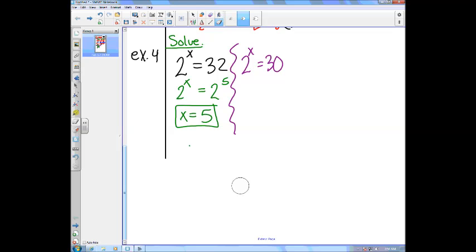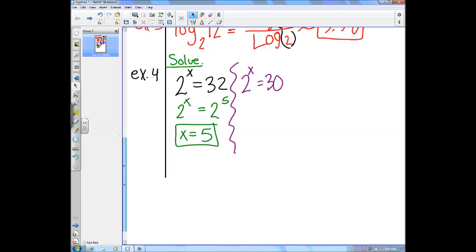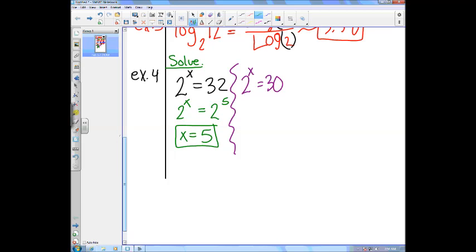Well, same thing here. We have to solve this using inverses. So this is an exponential because x is in the exponent. It's an exponential. So we've talked about this. Let's see if you've been paying attention. What's the inverse of exponentials?